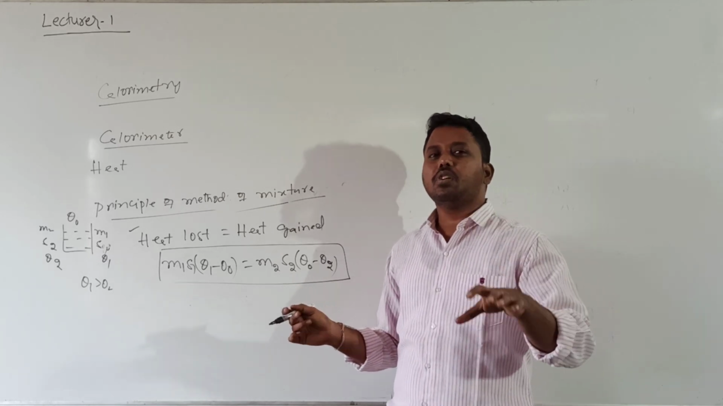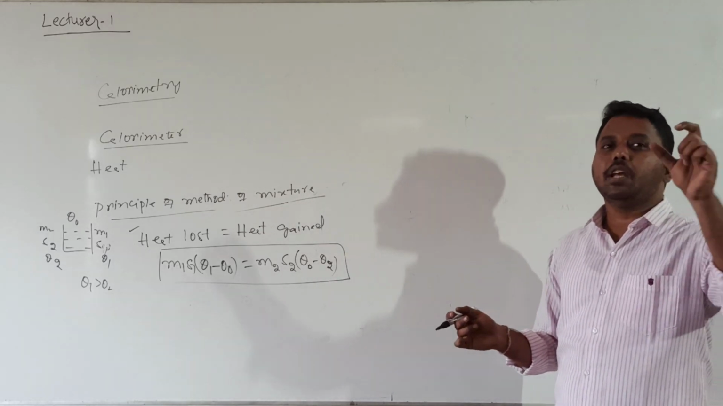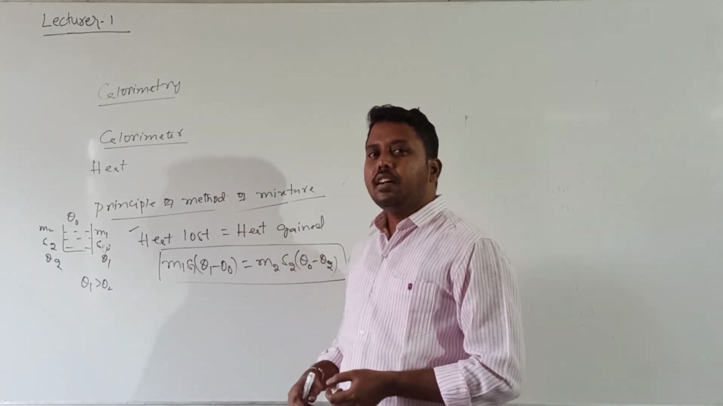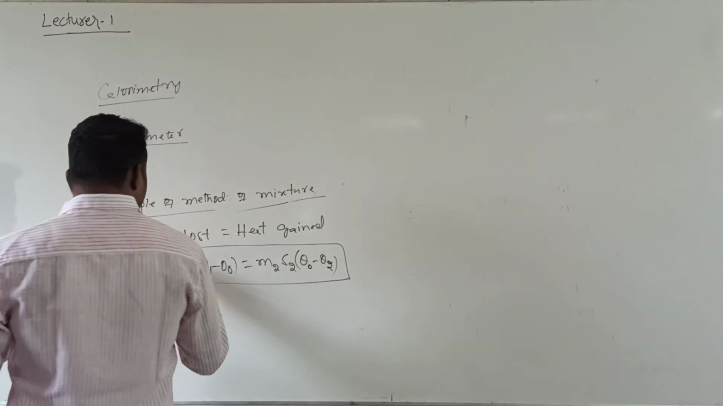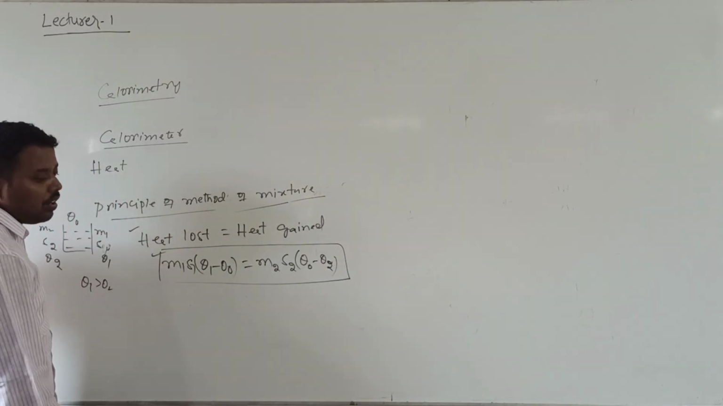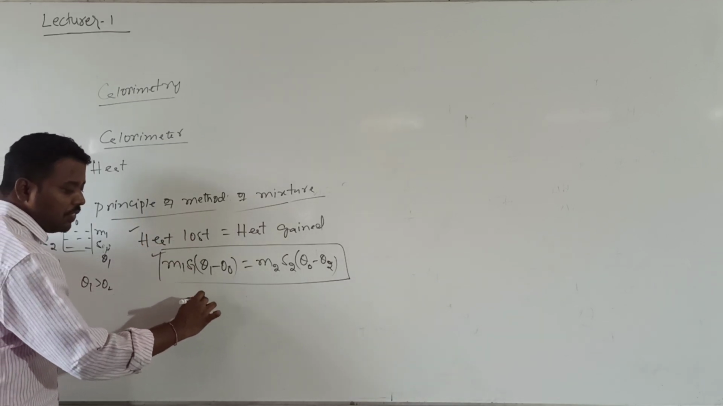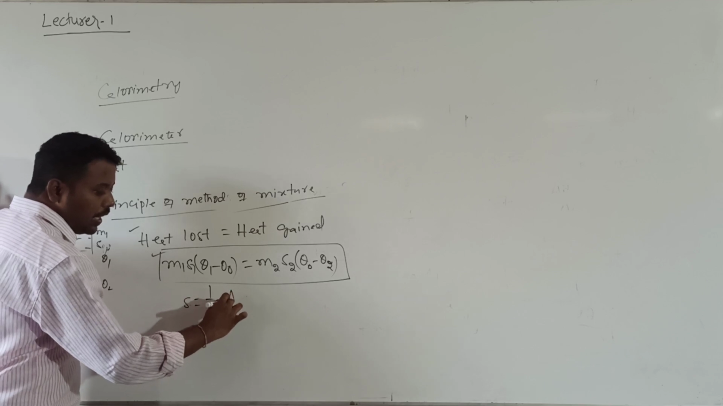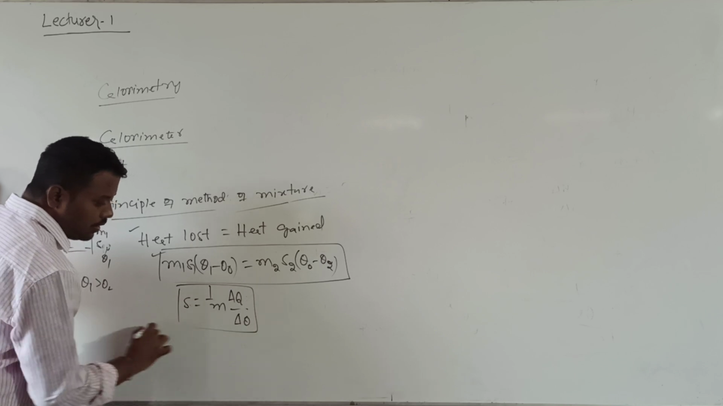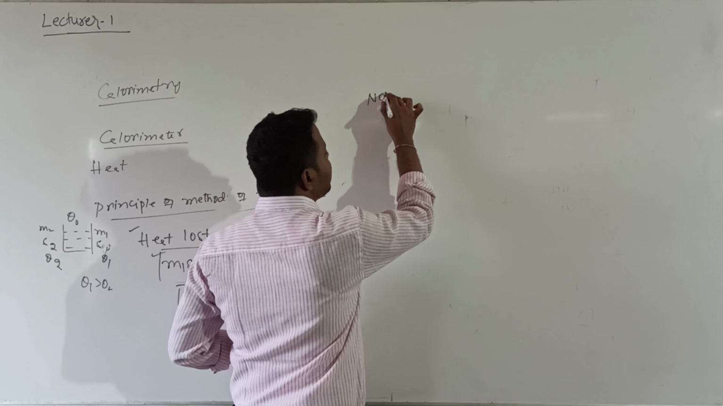Even in the experiment you did in the lab, we can calculate the specific heat capacity of an aluminum rod or aluminum ball by using this principle only. If you are capable of applying this principle, many numericals of this chapter can be solved easily. How did I write this quantity of heat? By using the specific heat definition: S is 1 by m into delta Q divided by delta theta. Okay? So let us see one important note related to specific heat.